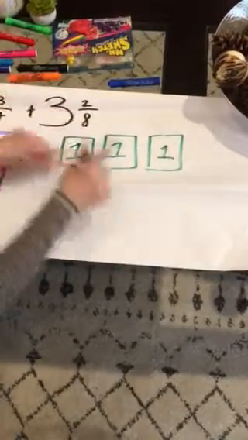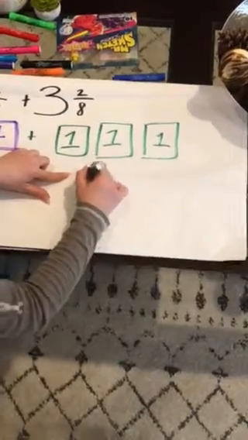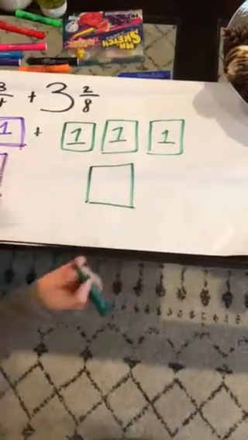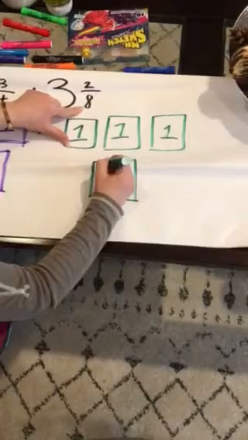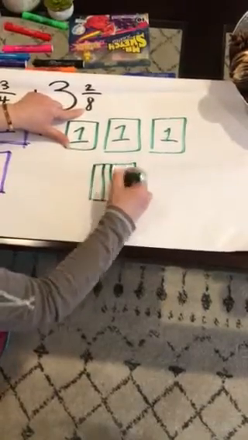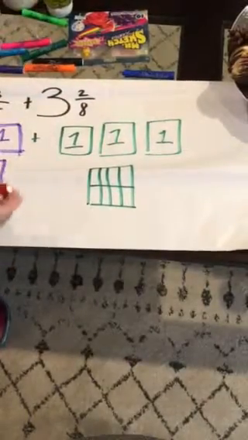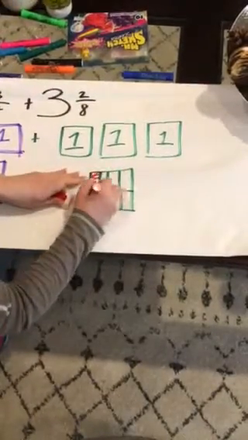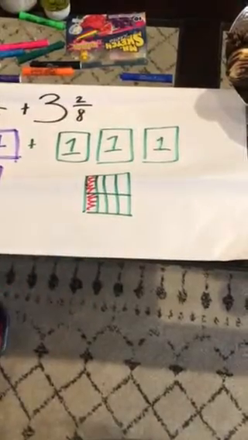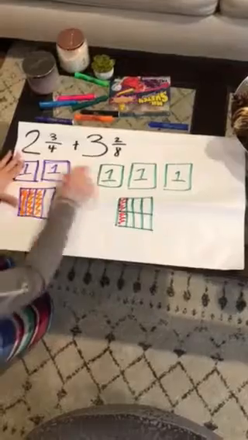Now here I have 2 8ths, so I'm gonna draw another box, and I need 8 equal pieces. And the numerator is 2, so I need to shade in 2 of the 8. Okay, so now I have these representations to kind of look at when I'm adding.